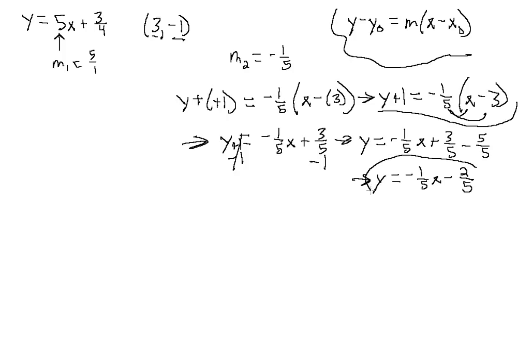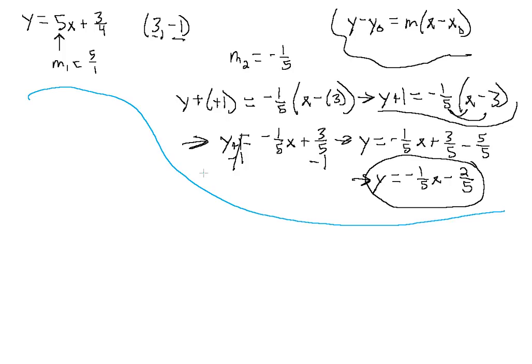This is the slope-intercept form equation of the line passing through the point (3, -1) that is also perpendicular to our given line. And we know this because our slopes are negative reciprocals of one another. And don't forget to check this. Take the time to check that when we multiply 5 and minus 1 over 5, the product is indeed minus 1. And that's how we know it's perpendicular.